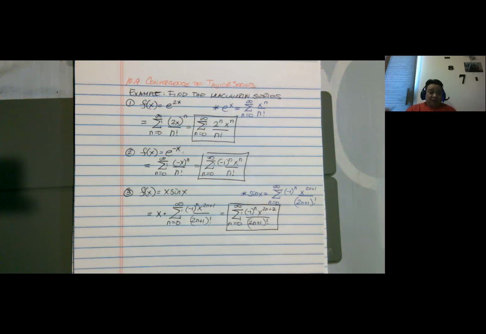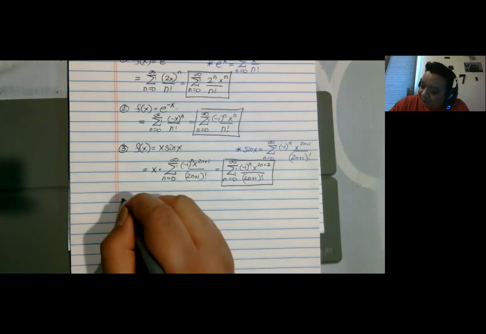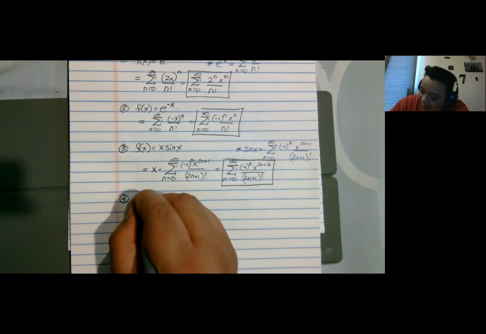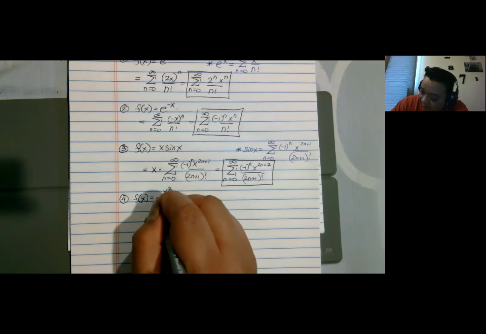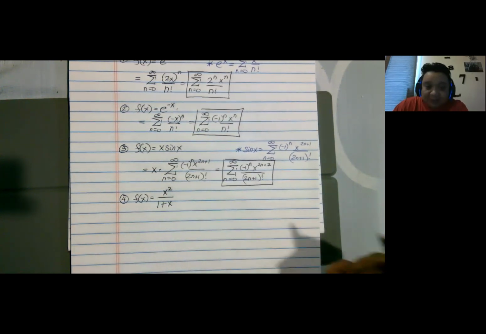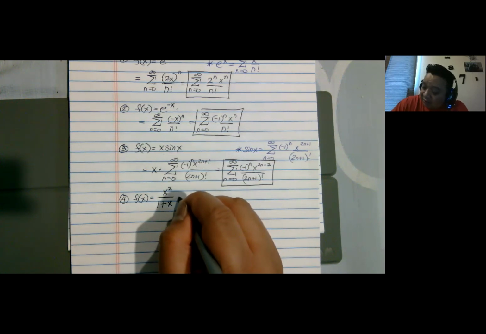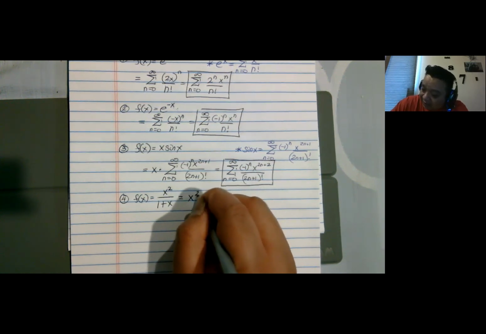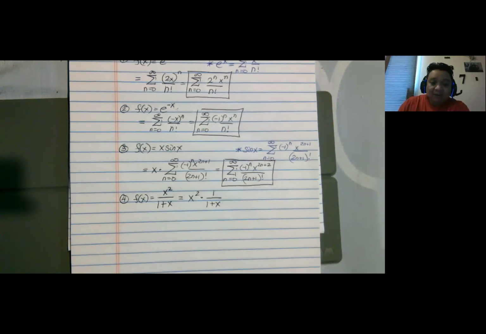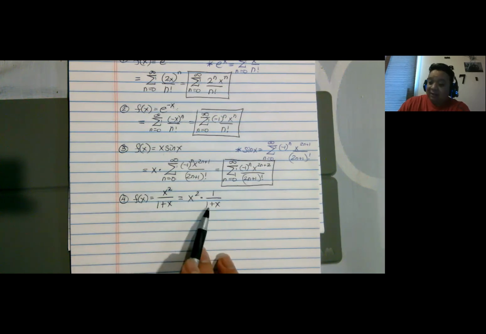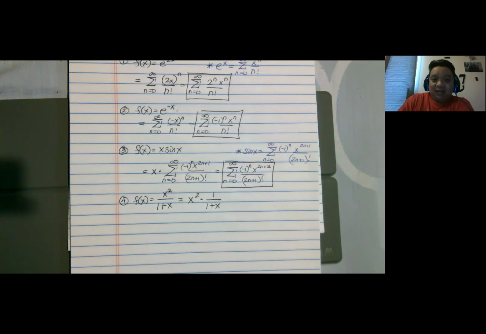Okay. So I want you to try this next one. Number 4. So f of x is equal to x squared over 1 plus x. Okay. So x squared over 1 plus x is actually x squared times 1 over 1 plus x. So do exactly the same thing, but using this as your power series. So go ahead and try this out.